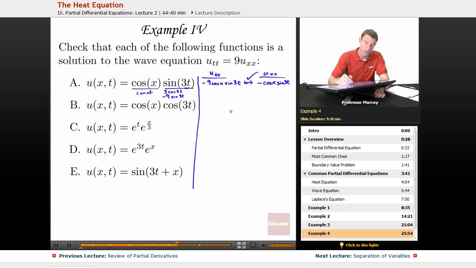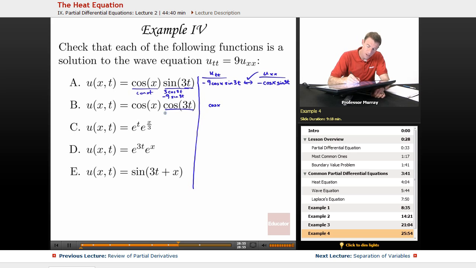So let's go ahead and try that with the second function here. u of x, t is equal to cosine x cosine of 3t. So u_tt is cosine x, because we think of that as just being a constant since we're taking the derivative with respect to t. Cosine of 3t, let me take two derivatives of that.